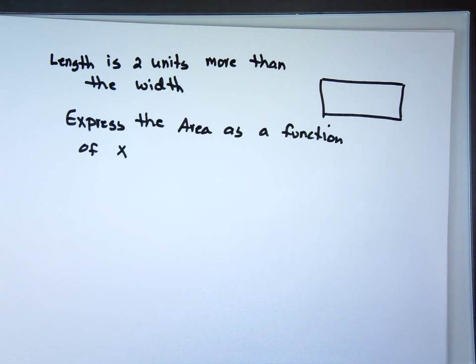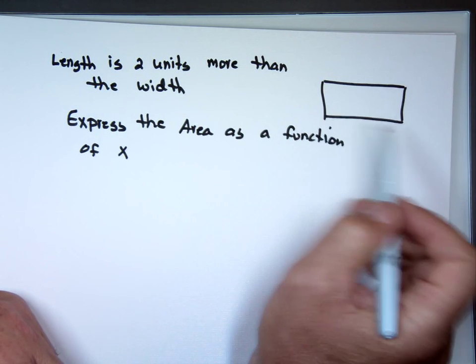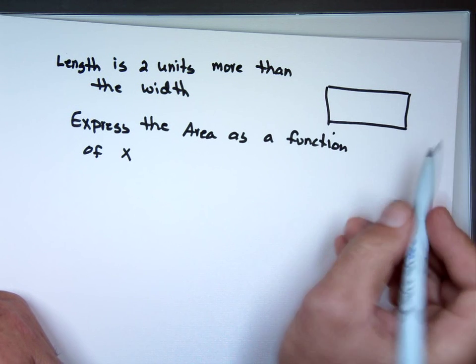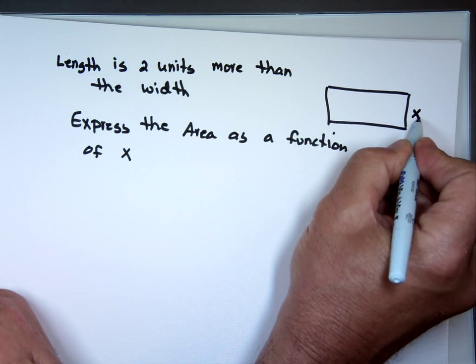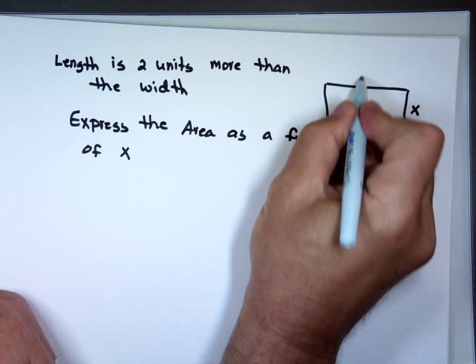Area, A. I can use A for the area. Well, first let me go back to this. You have a rectangular shape. This is the width, that's the length. I don't know the dimension, so let me call the width x. I could have called the length x, doesn't really matter. If I call the width x, what is the length then? 2 more. So what does 2 more mean? x plus 2.